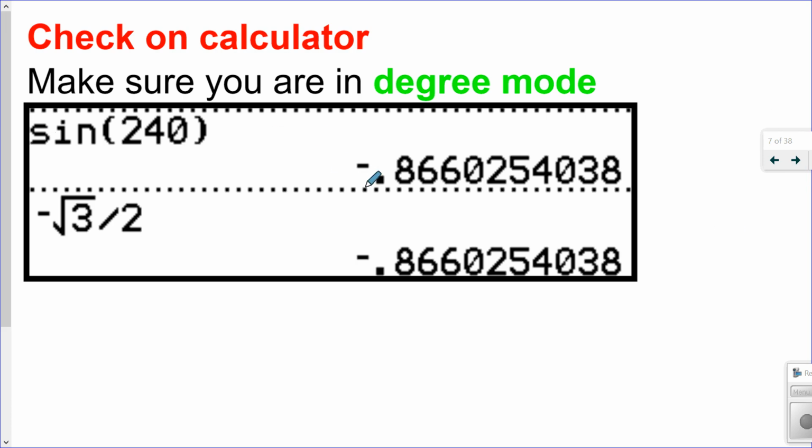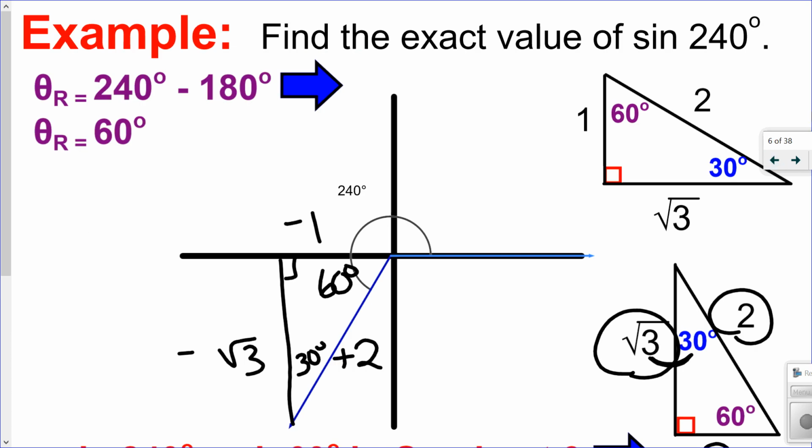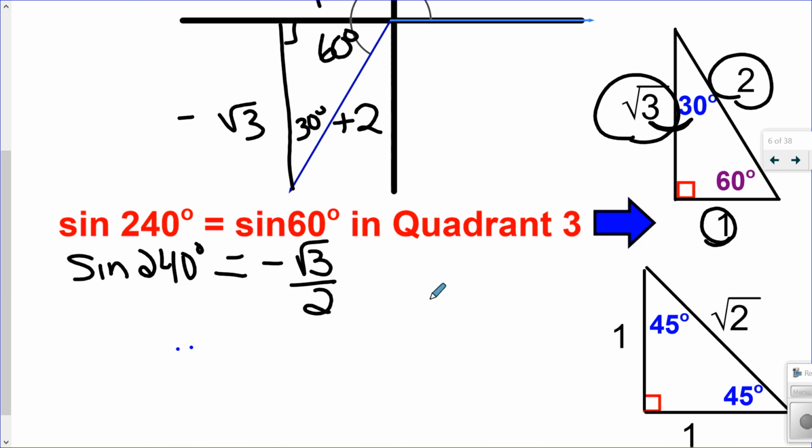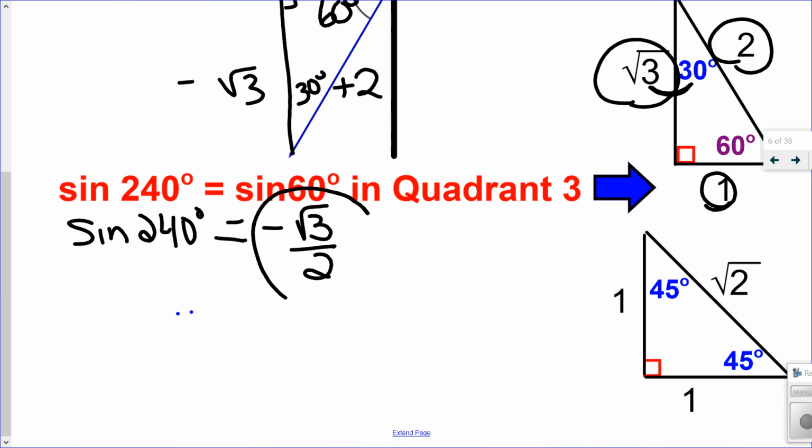We can check to see if we're right. So sine of 240 is this ugly answer here. Let's just check: we had negative root 3 over 2, and that's the same. Since they match, I know that this is correct. But I just want to reiterate, if I ask for the exact value, because I did, exact value means no decimal. So I want to see this as my answer. If you were to state it as a decimal, that's not an exact value.